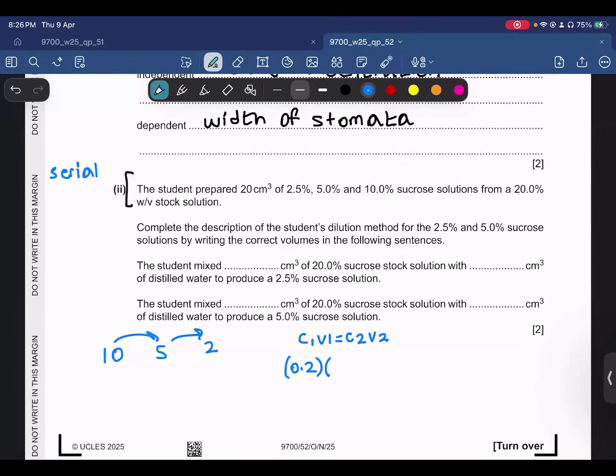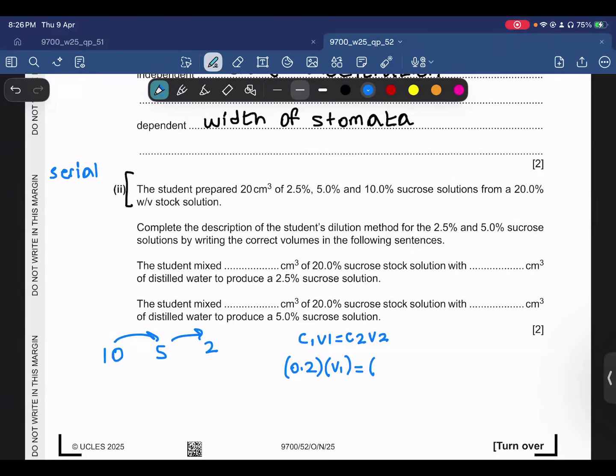The initial volume of the stock solution that we want to extract, which is what we have to write down. So let's write this as V1. Now, what's C2 and V2? The final concentration and the final volume.